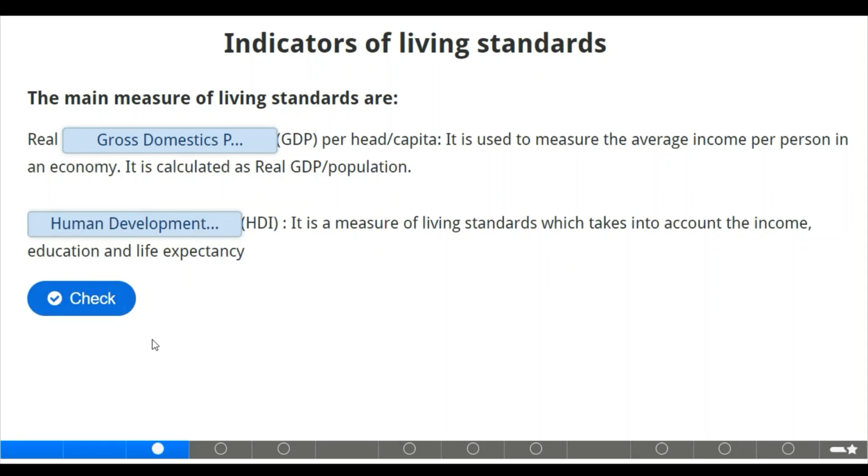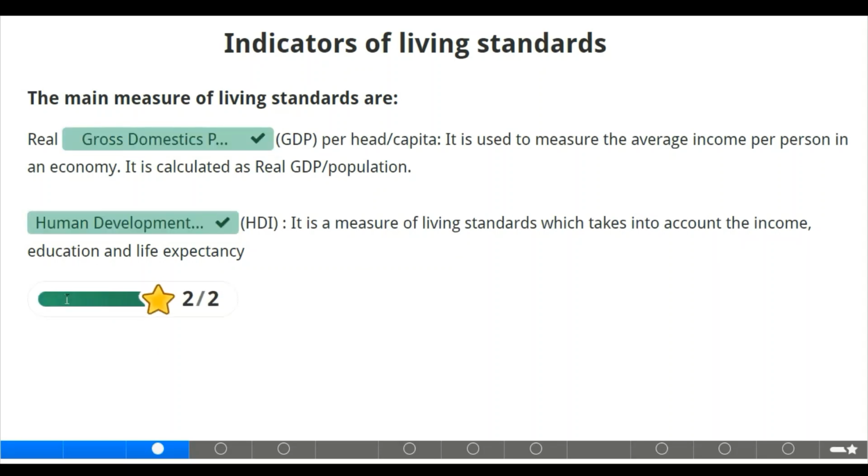Now, gross domestic product is used to measure the average income per person in an economy, and it is calculated by real GDP divided by the population of the country. And we also have the human development index, which is used to measure the living standard by taking into account the income, the education, and the life expectancy. Now let us check. Wow, we are good to go. Now let us move to the next slide.